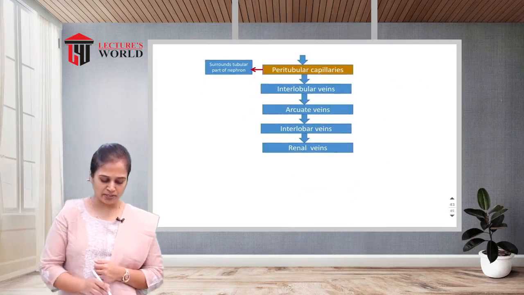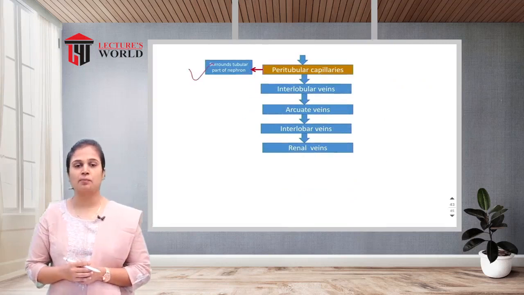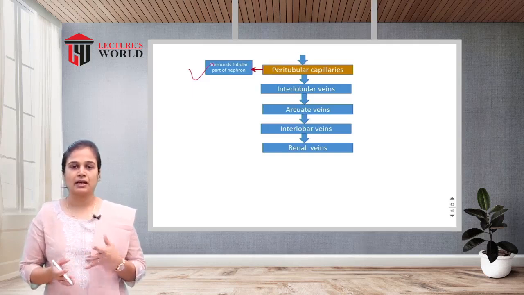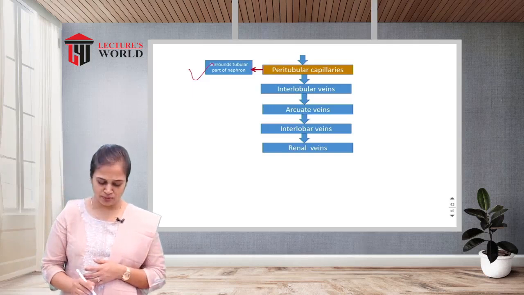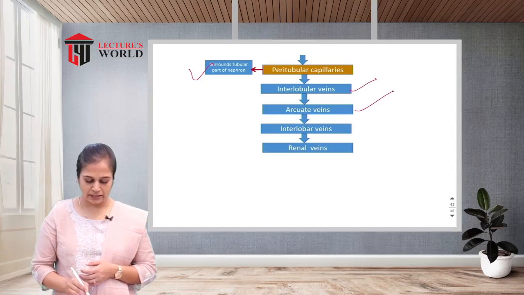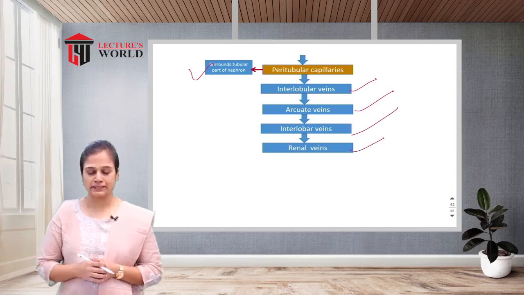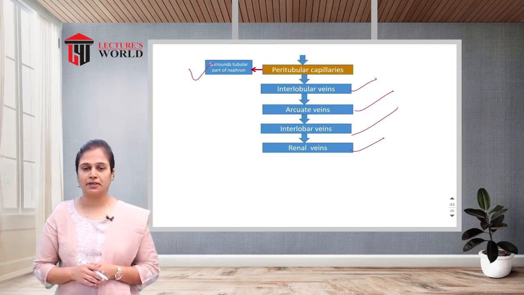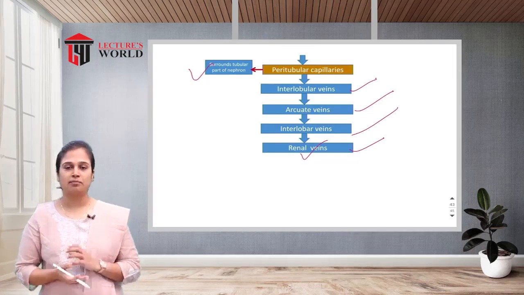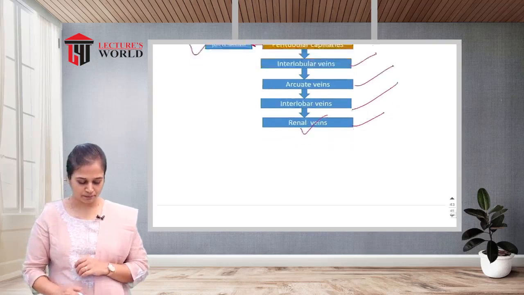These peritubular capillaries surround the tubular part of the nephron, and from the peritubular capillaries, blood is transmitted to the interlobular veins, arcuate veins, interlobar veins, renal veins, and lastly it drains into the inferior vena cava. So this is about the blood supply of the kidney.